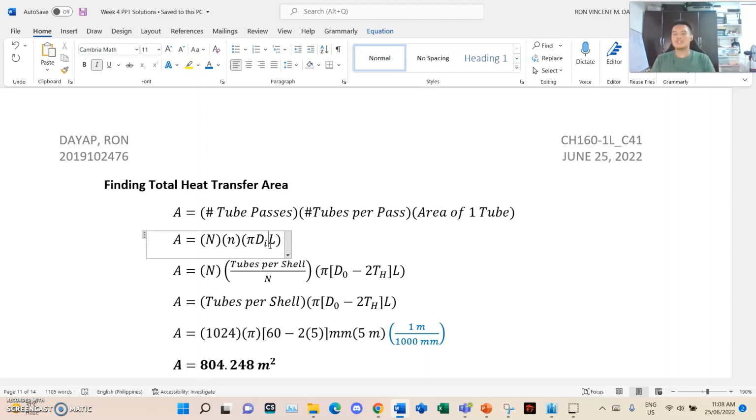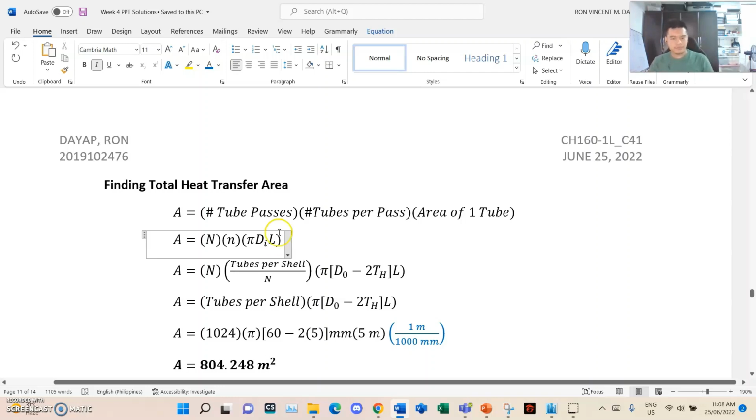The surface area of the cylinder is simply the circumference of a circle times the length of the entire cylinder. The circumference is 2 pi r, or pi times diameter, and we will consider the inner diameter in terms of the area of one tube. The number of tube passes we call capital N, the tubes per pass small n, and the area of one tube is pi times inner diameter times length.